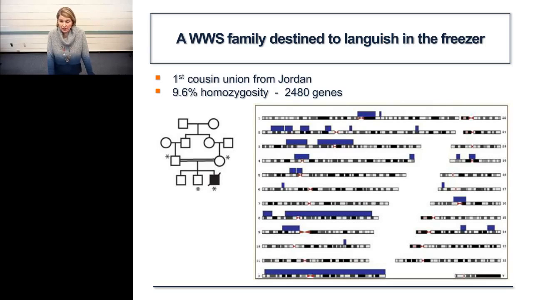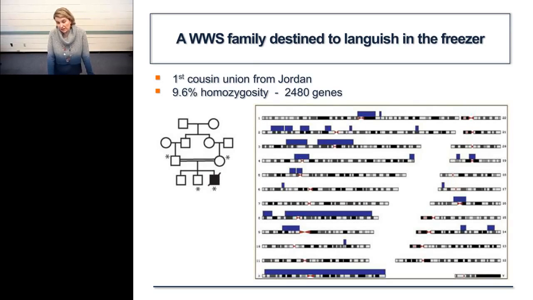As you can see here in gray, black, and darker gray, those are the chromosomes. And in blue above them are the regions of homozygosity. If I can draw your attention, for example, to chromosome 8, where most of the chromosome is homozygous. What we found in this family is that 9.6% of their genome was homozygous, which encompassed almost 2,500 genes.